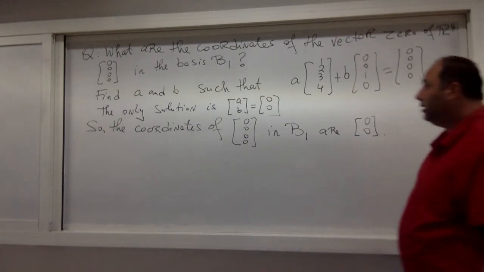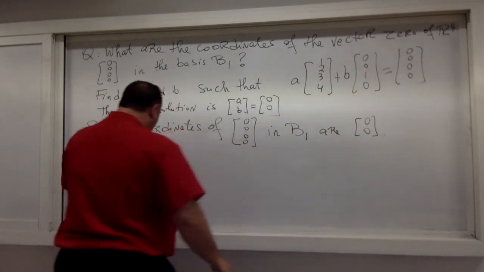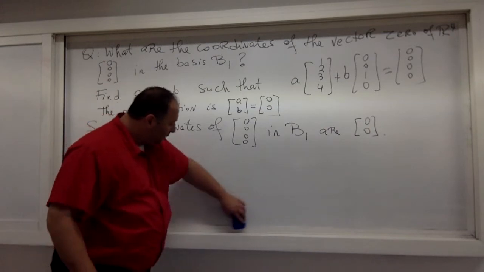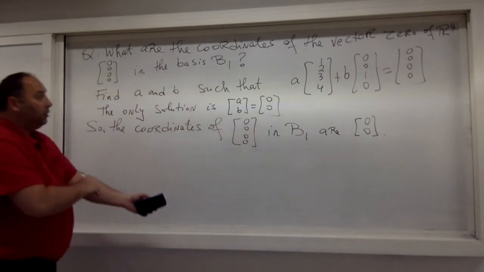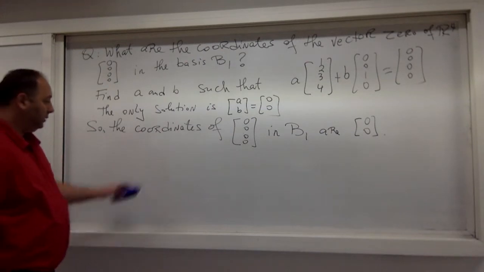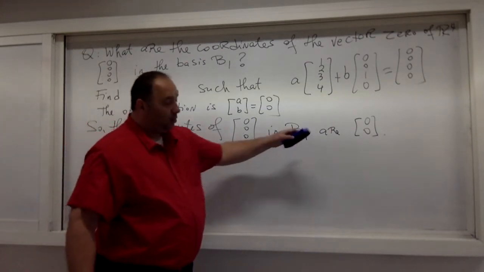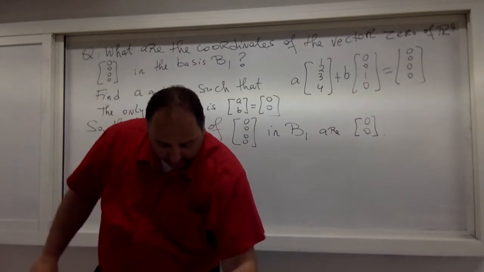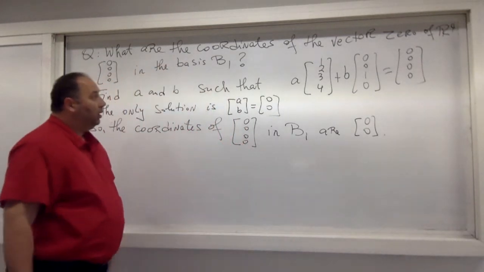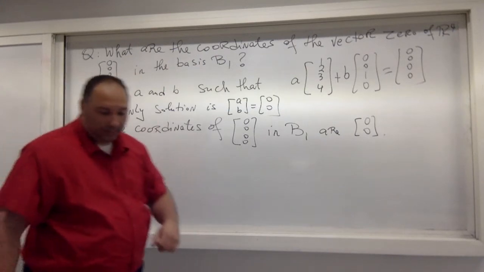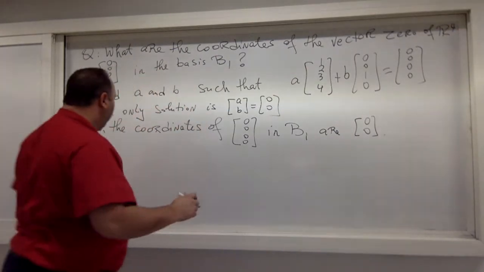Well, guess what? The same coordinates are in B2. Why? Because the vectors that are in the basis of B2 are linearly independent, so the homogeneous equation will have unique solution anyways. So this is just something that is obvious and trivial, but it's good to remember. Maybe another one. Another obvious one.